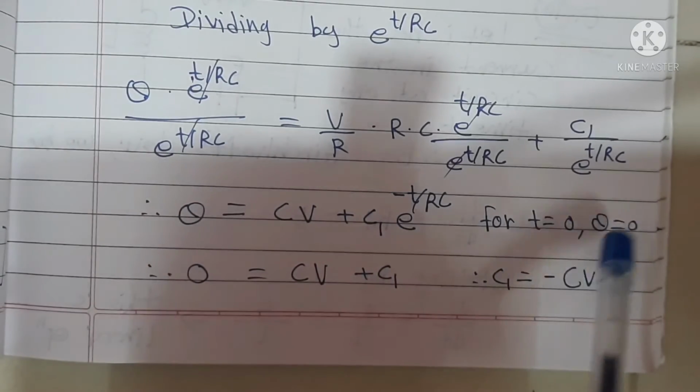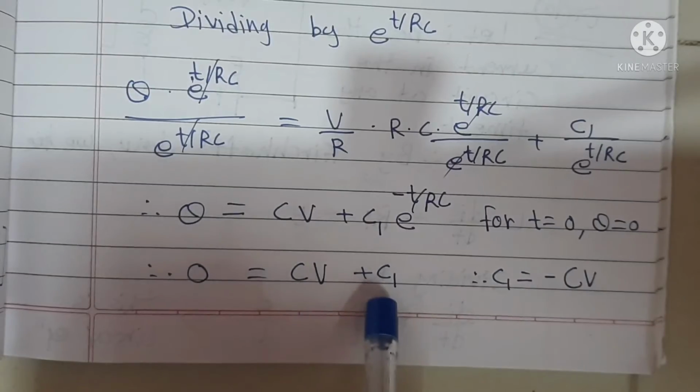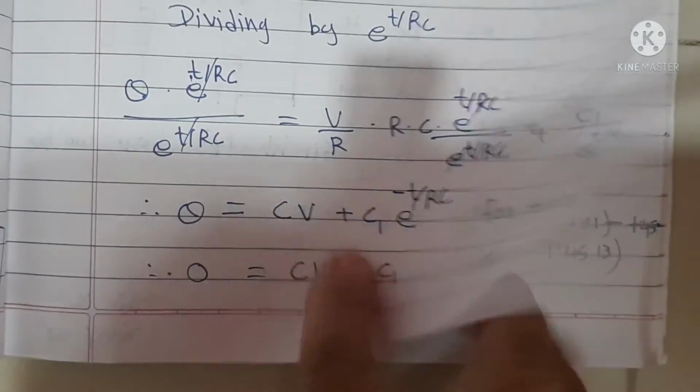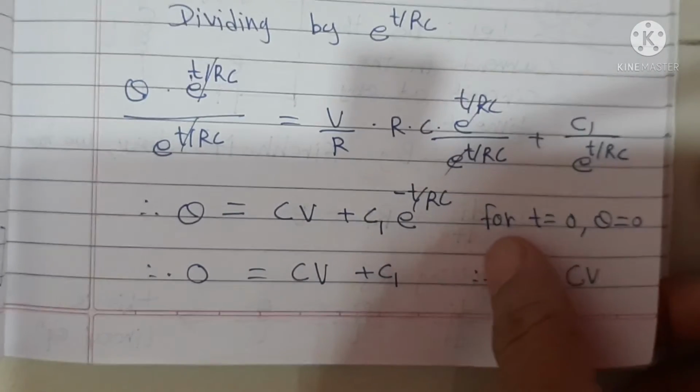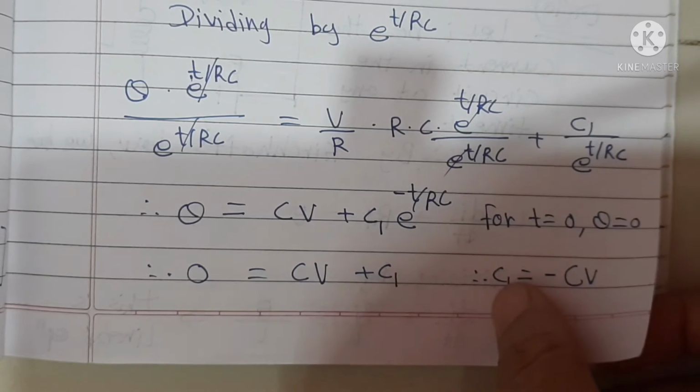For t equal to 0, Q is also equal to 0. Therefore 0 is equal to CV plus C1. Therefore C1 is equal to minus CV. I only substituted the initial condition, that is t equal to 0 and Q equal to 0, and calculated the constant C1 as minus CV.